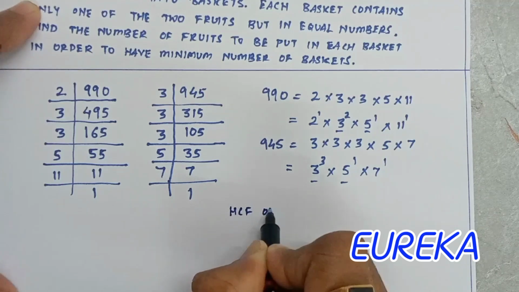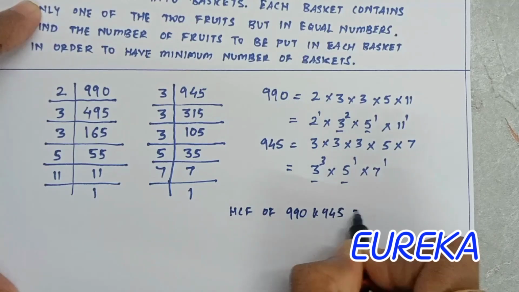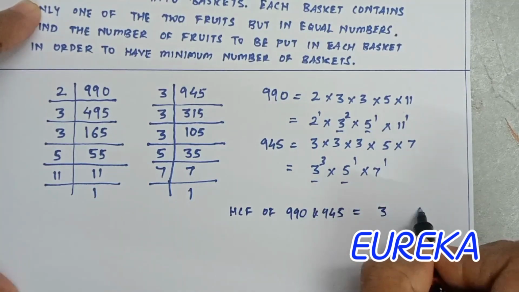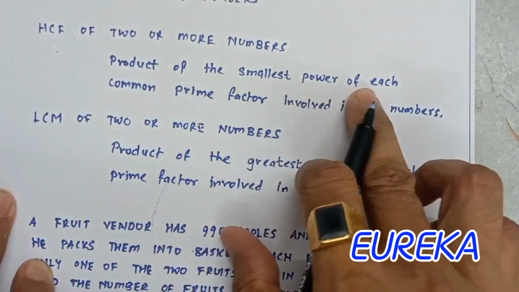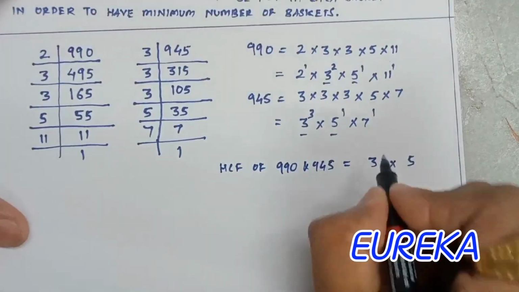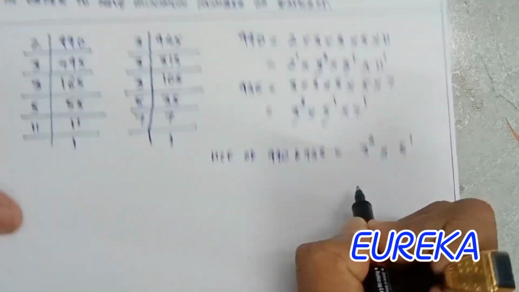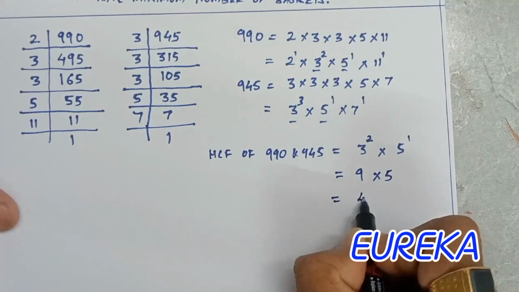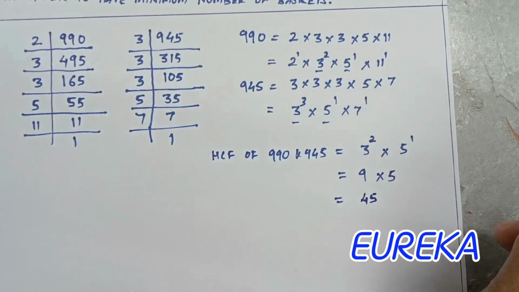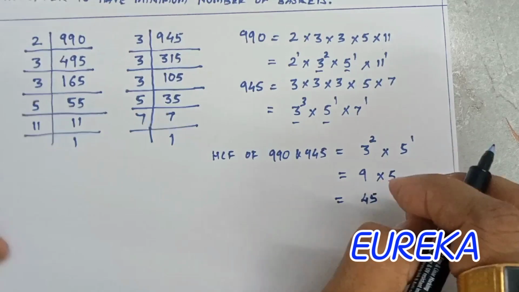So HCF of 990 and 945, what will it have? 3 and 5, surely 3 and 5 will be there, but 3 with which power will we take? The smallest power. The smallest power is 3 to the power 2, and in the case of 5, it is the same, so 1. So what do we get? 3 square is 9 and 5, that is 45. So what do we get from this? That the fruit vendor should put 45 fruits in each basket. How many fruits? 45 fruits in each basket.